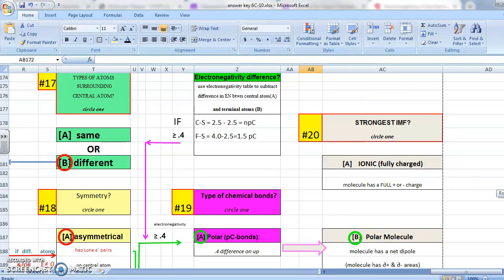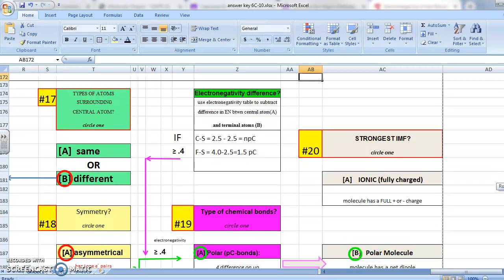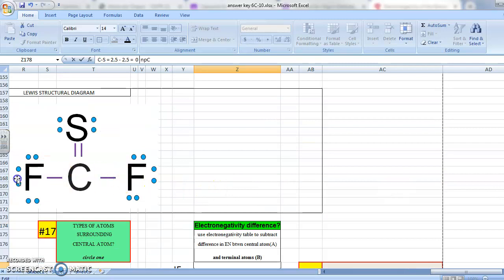So the carbon-sulfur bond, this bond right here, is nonpolar. Carbon's 2.5, sulfur's 2.5. That's 0 difference. What about the fluorine-carbon bond? We know it has to be polar. Fluorine was 4.0. Carbon's 2.5. Difference is 1.5. So these bonds right here are polar.